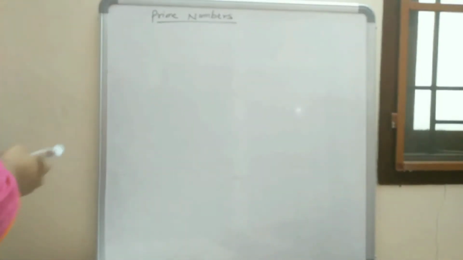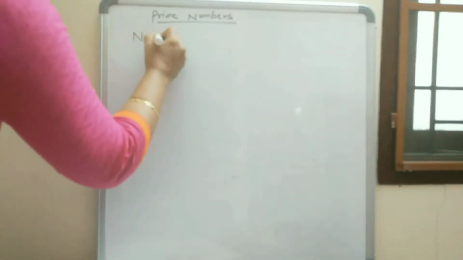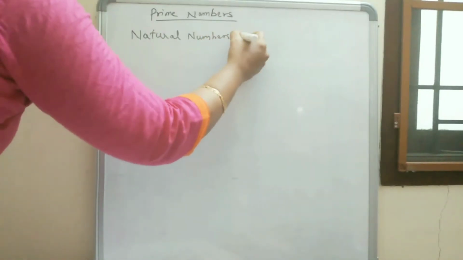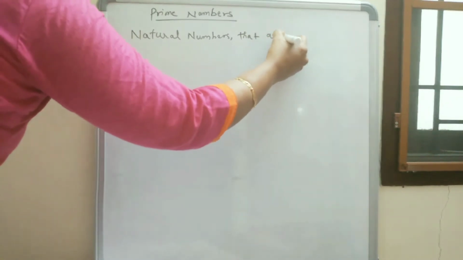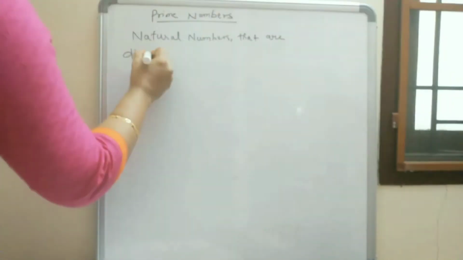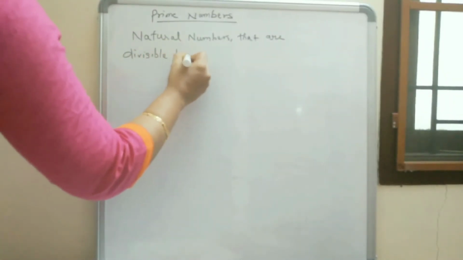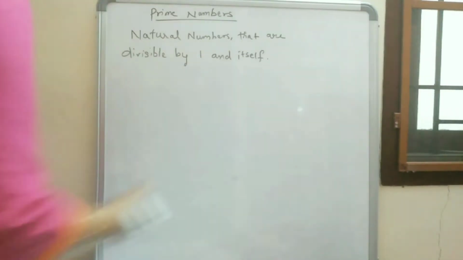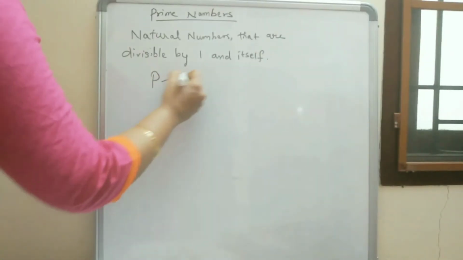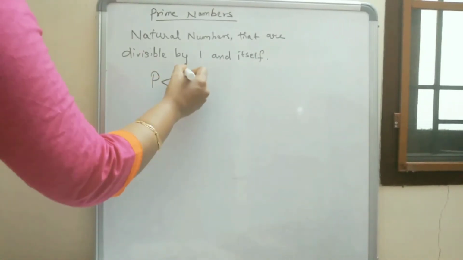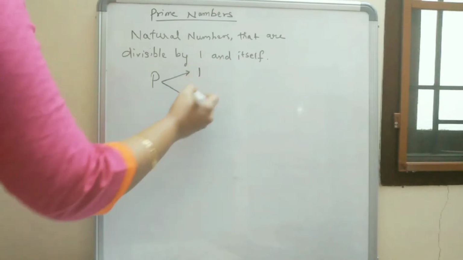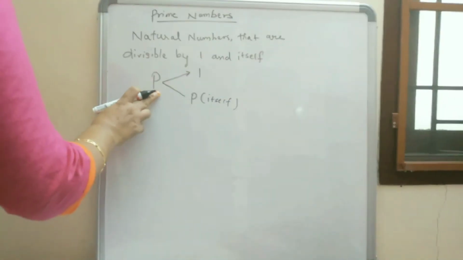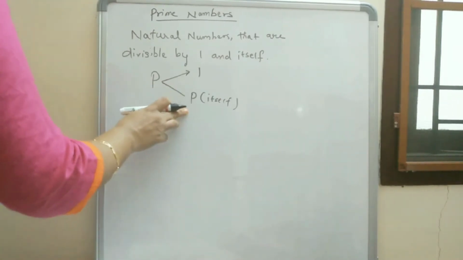What are prime numbers? Prime numbers are the natural numbers that are divisible by 1 and itself. That is, we consider a number p. If p is a number, then it should be divisible by 1 and p itself. What is the meaning of itself? You can understand now. It should be divisible by the same number.